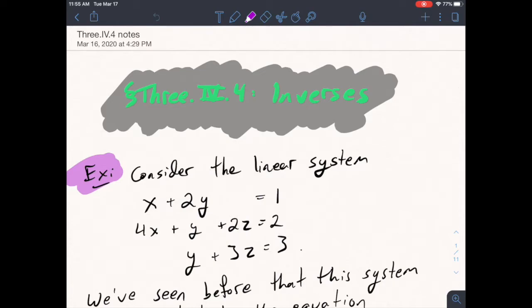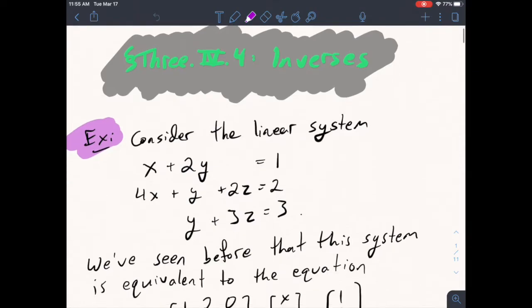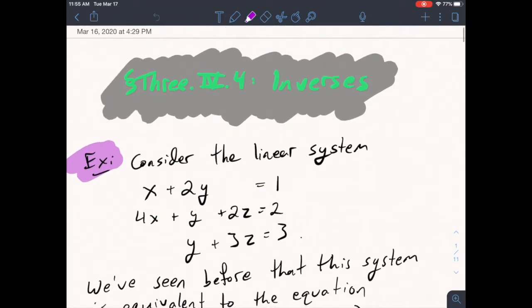Today we're going to be starting with section 3.4.4, which is on inverses. So I want to relate this and motivate this using some stuff that we've talked about before.